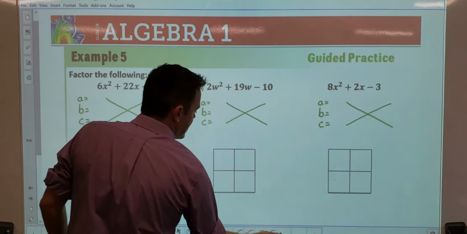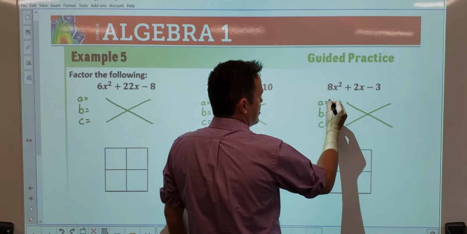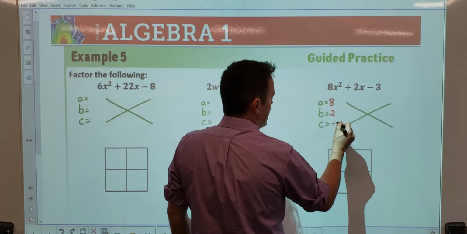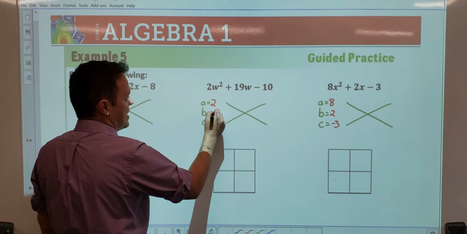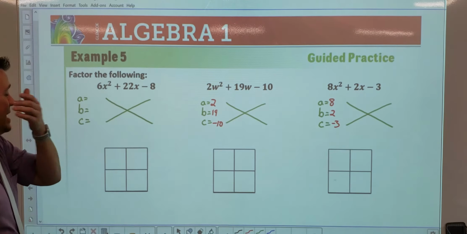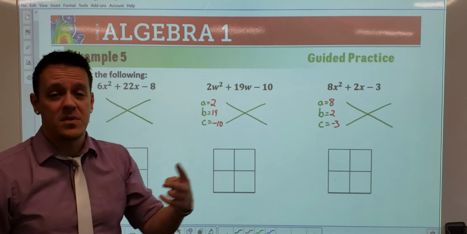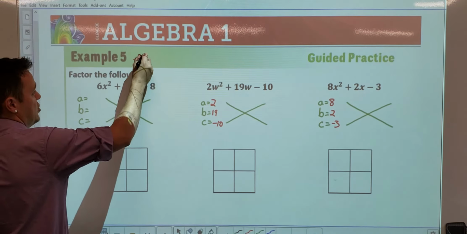All right, hopefully you guys look through this process. I'm going to go left to right on this one. 8, 2, and 3, they don't share anything in common, so I write it down. 2, 19, and -10, they don't share anything in common, so I'd write those down. This one, however, 6, 22, and 8 actually do. They are all even numbers, which means you can factor out a 2. Okay, so I would want to rewrite this with a 2 pulled out.